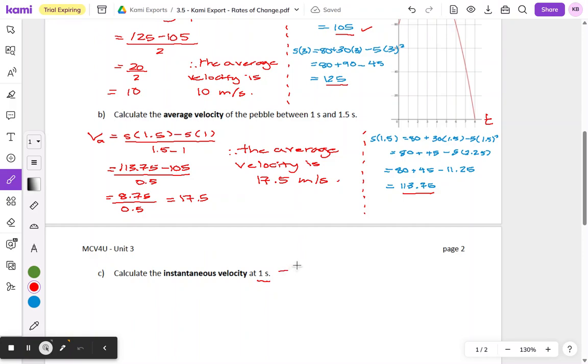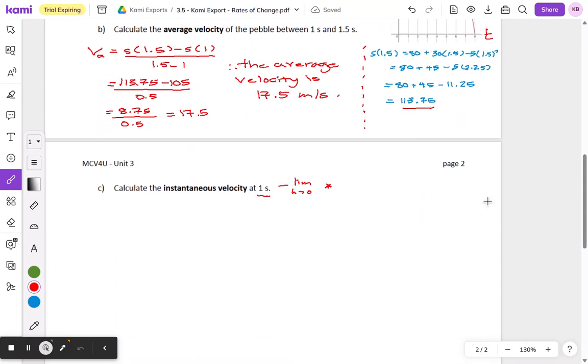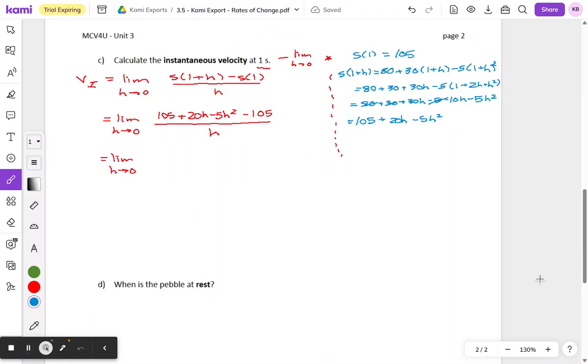All right, so now what we want to do is we want to find the instantaneous velocity. So this is our limit as h goes to 0, okay? And again, we can call this kind of finding the velocity using first principles. All right, so we're going to use this second formula. All right, so I'm going to leave you to your calculations and I will come back. Okay, we're back. So you were calculating, well, you already have S at 1.